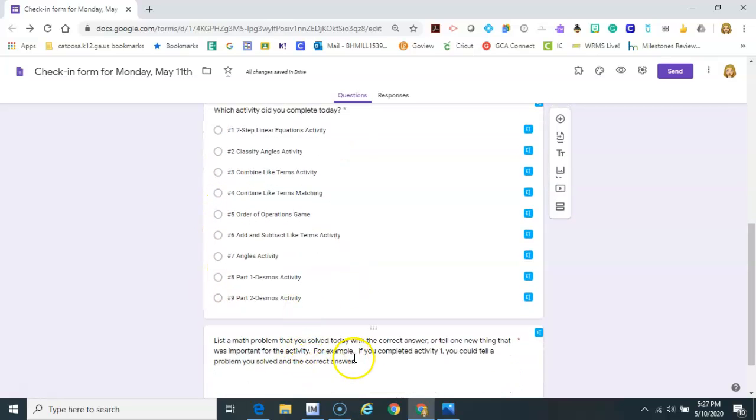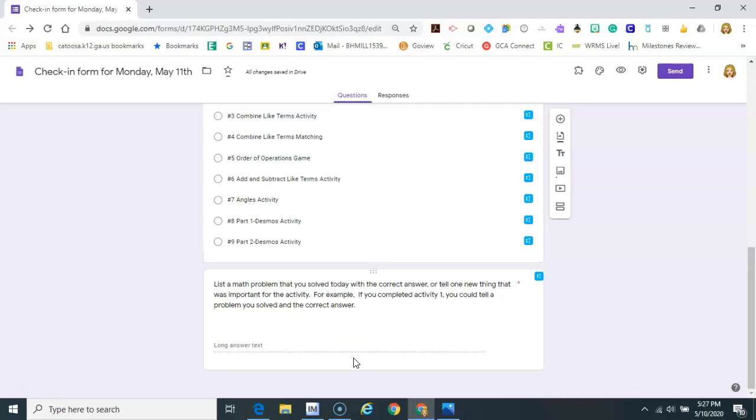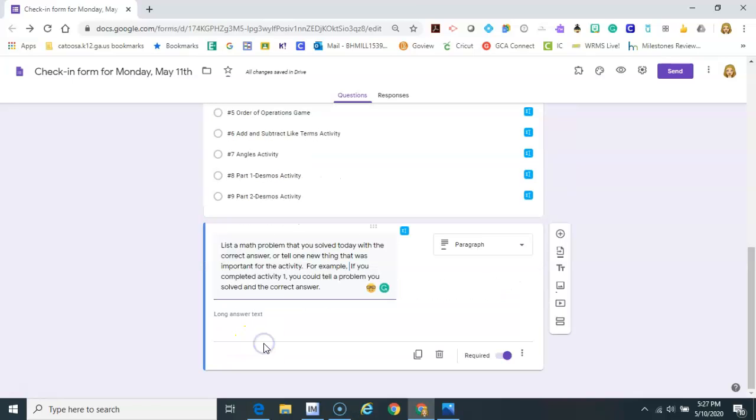And then list a math problem you solved today with the correct answer, or one thing that was important for the activity. So if you did the first activity that was 2-step equations, you could list a problem that you did with the correct answer. That just lets me know that you did that activity. So make sure that you're paying attention with whatever you do. Whichever activity you do, write down something so that you have to enter it here on this check-in form. If I were to do the activity that was about angles, I might say that complementary angles add up to 90 degrees. So that's one thing that was important to know for that activity.